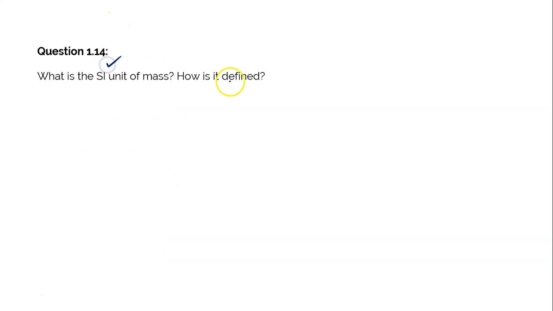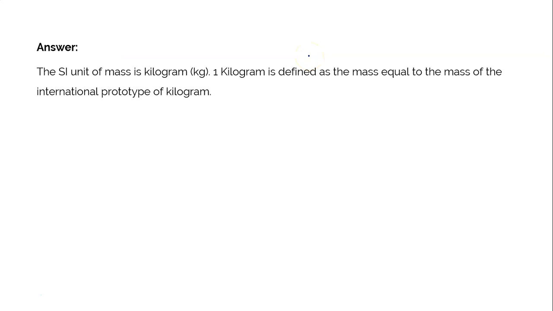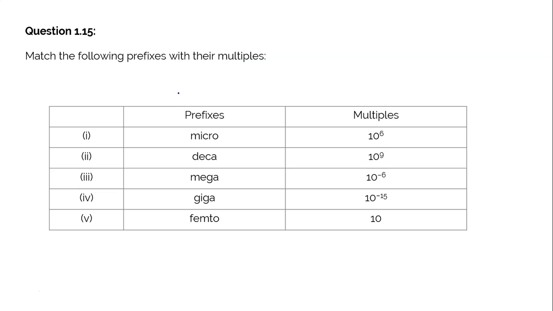What is the SI unit of mass and how is it defined? So the SI unit of mass first of all is kilogram, and 1 kilogram is the mass which is equal to the mass of the international prototype of kilogram. And you can convert kilogram into various prefixes as you already know. Let's move on. Question number 1.15.